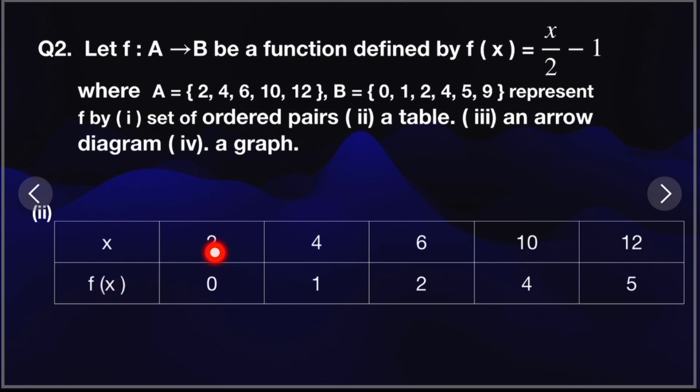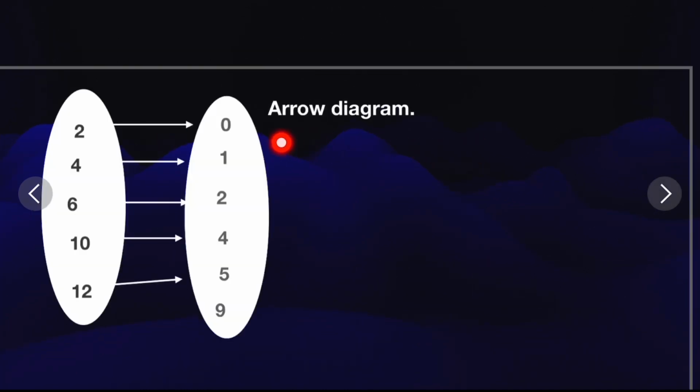Okay, so put the value of x equal to 2 in this formula, and you will get the value of f(x). So you can put it here. These are also called the images. So this is the tabular way of representing this function. Okay, arrow diagram. So here you put down the x values, and these are the f(x) values, and you connect them through arrows like this, and this will become the arrow diagram.